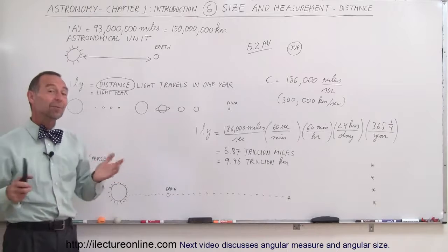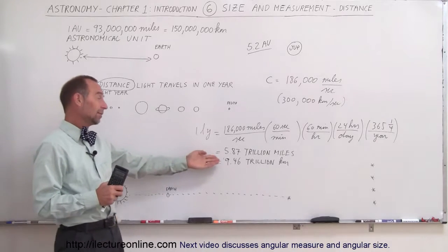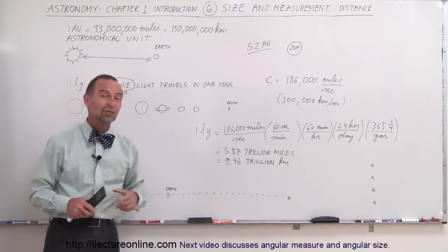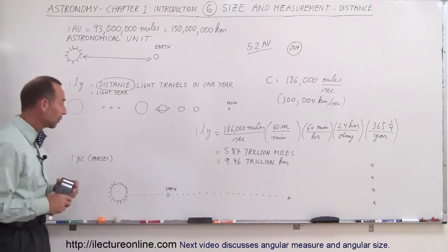At least I think you have a pretty good idea. If you want to round it off, it's 6 trillion miles roughly for a light year, or almost 10 trillion kilometers. That's probably an easy way to remember it.